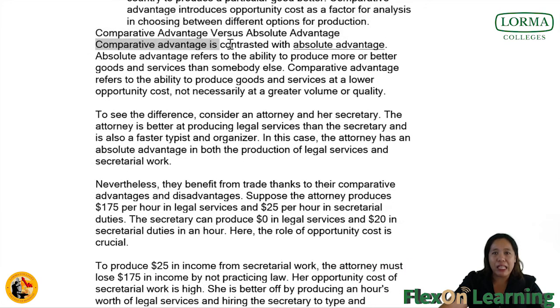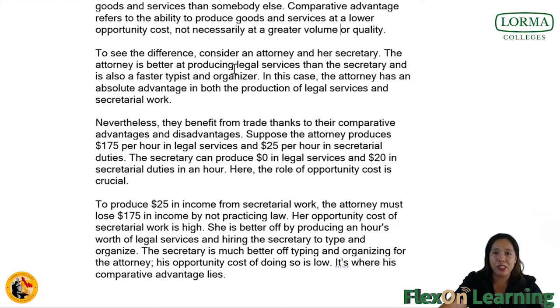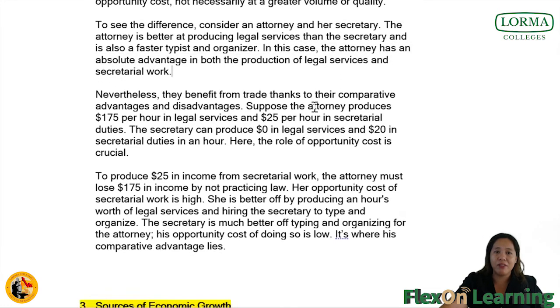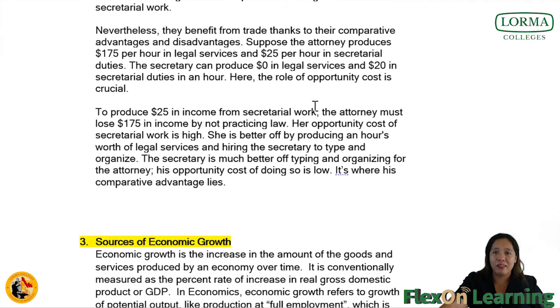So comparative advantage introduces opportunity costs as a factor for analysis in choosing between different options for production. Okay? Comparative advantage is contrasted with absolute advantage because absolute advantage refers to the ability to produce more or better goods and services than somebody else, while comparative advantage refers to the ability to produce goods and services at lower opportunity cost, not necessarily at greater volume or quality. To see the difference, consider an attorney and her secretary. The attorney is better at producing legal services than the secretary and is also a faster typist and organizer. In this case, the attorney has an absolute advantage in both the production of legal services and secretarial work. Nevertheless, they benefit from trade thanks to their comparative advantages and disadvantages.